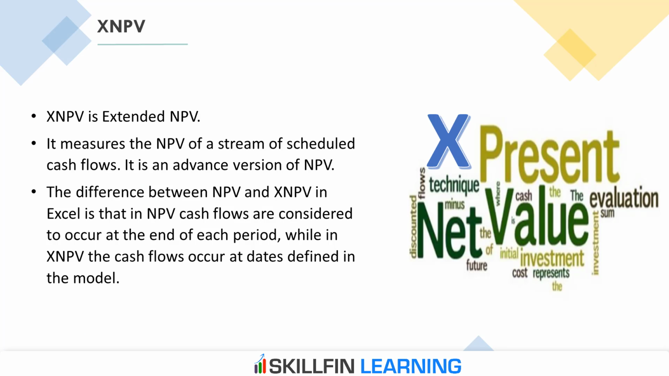Moving to the next function, XNPV. XNPV is extended NPV. It measures the NPV of a stream of scheduled cash flows. It is an advanced version of the NPV function. The difference between NPV and XNPV is that in the NPV function, as discussed, Excel considers the cash flows to occur at the end of each period, whereas in XNPV, the cash flows occur at dates defined in the model.